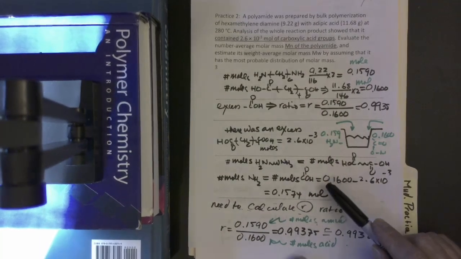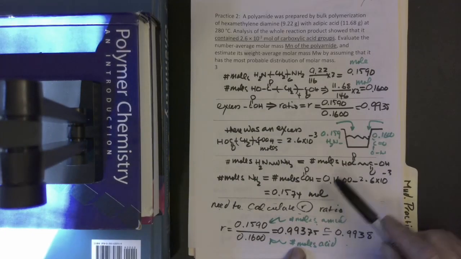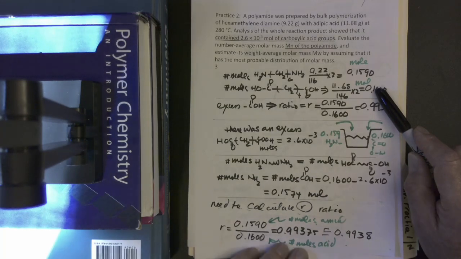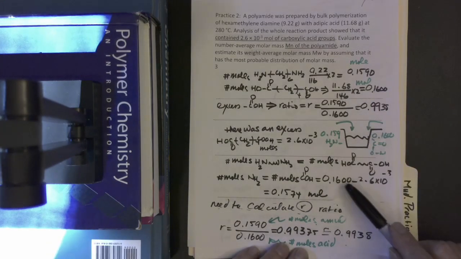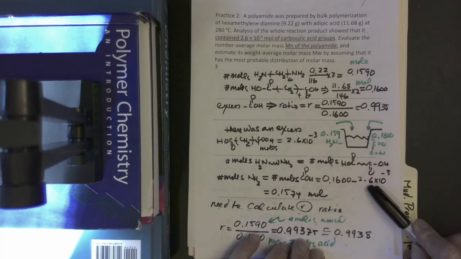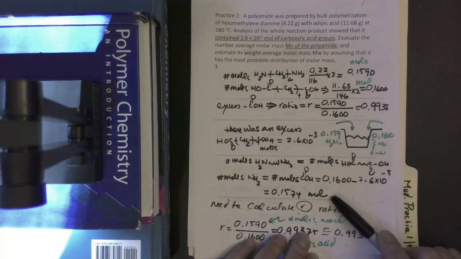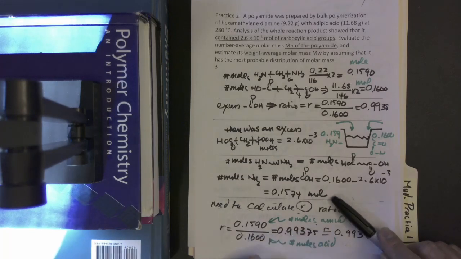So we have to take the 0.1600 that originally we had. Again, it's moles and moles. So we're going to subtract the number of moles of the remaining dicarboxylic acid, which is 2.6 times 10 to the minus 3. So that gives us the actual moles of diamine, the actual moles of dicarboxylic acid that we use.